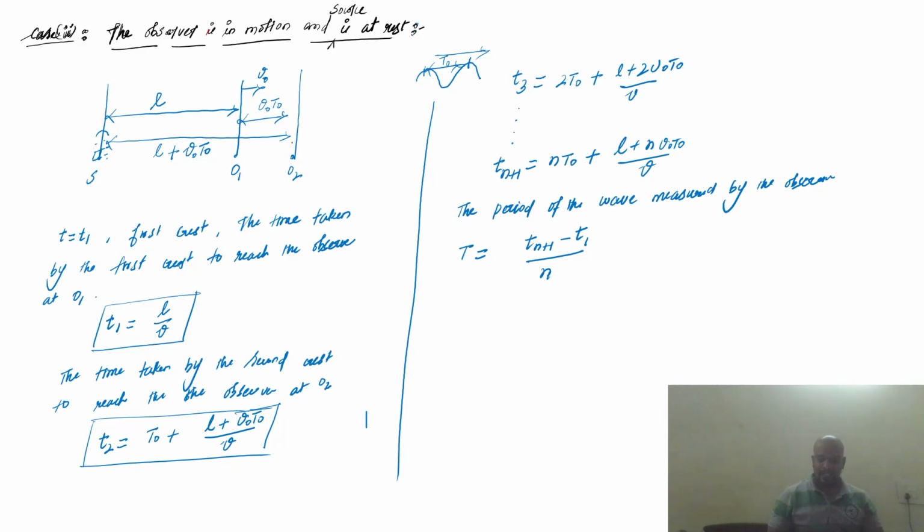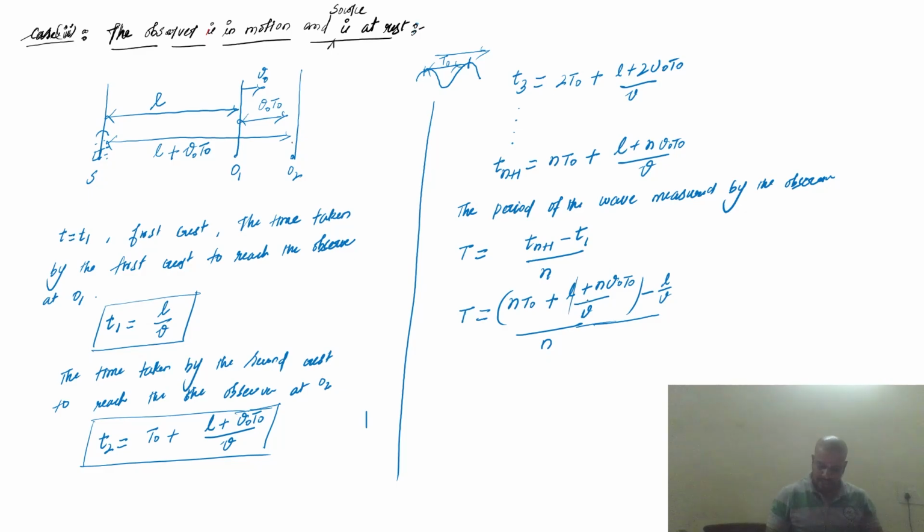The total number, the n number of waves generated during this time interval. If you divide these two, we will get the period measured by the observer. So the t equal to t n plus 1, already derived, is n t naught plus L plus n v naught t naught divided by the velocity V, the whole divided by n, minus the t1, and it will be equal to L by V.